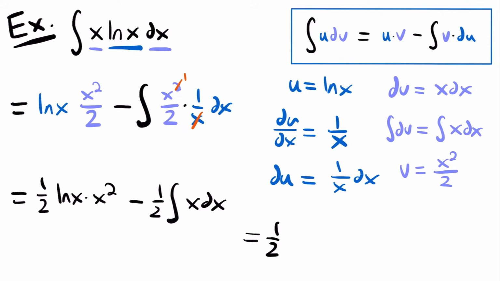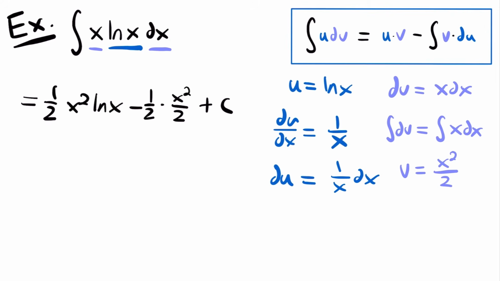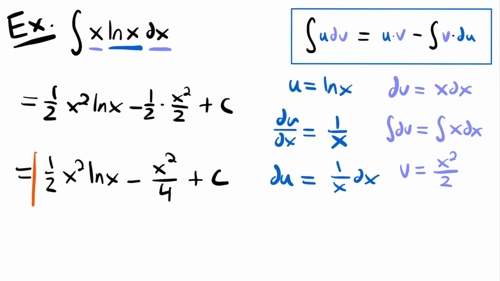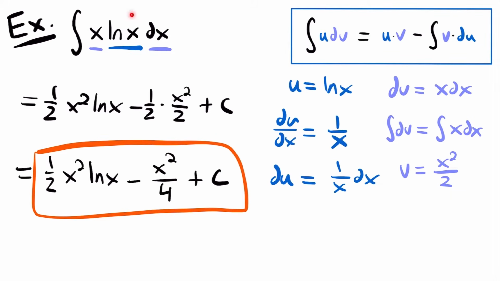It doesn't matter, I just like to write x squared first, so we'll have x squared times the natural log of x, and then subtract 1/2 times the integral of x, which again is x squared divided by 2, and then don't forget to add plus c. Okay, and so if I clean up my work here, we can simplify this answer, and we'll have that it's equal to 1/2 times x squared times the natural log of x minus x squared divided by 4 plus c. Okay, and so that is the solution to this integral by using integration by parts.